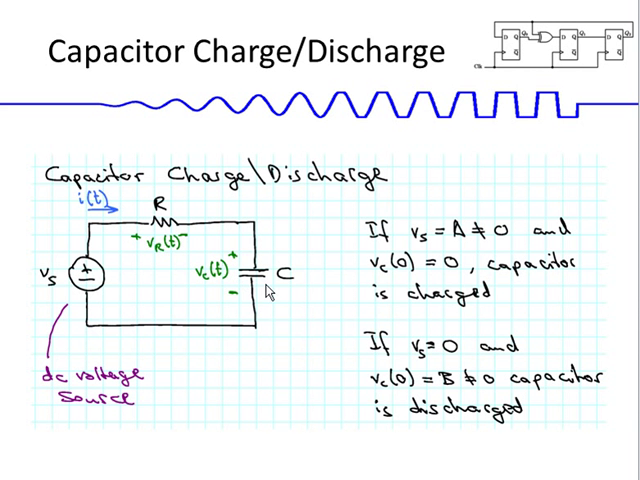Typically, we start out with a discharged capacitor, so Vc(0) is equal to 0, and we make Vs something non-zero, and then the capacitor gets charged up to whatever that voltage Vs is. If we set Vs equal to 0, which means we make a short circuit across that source, and the capacitor is charged to some non-zero value, I chose B here, then the capacitor gets discharged.